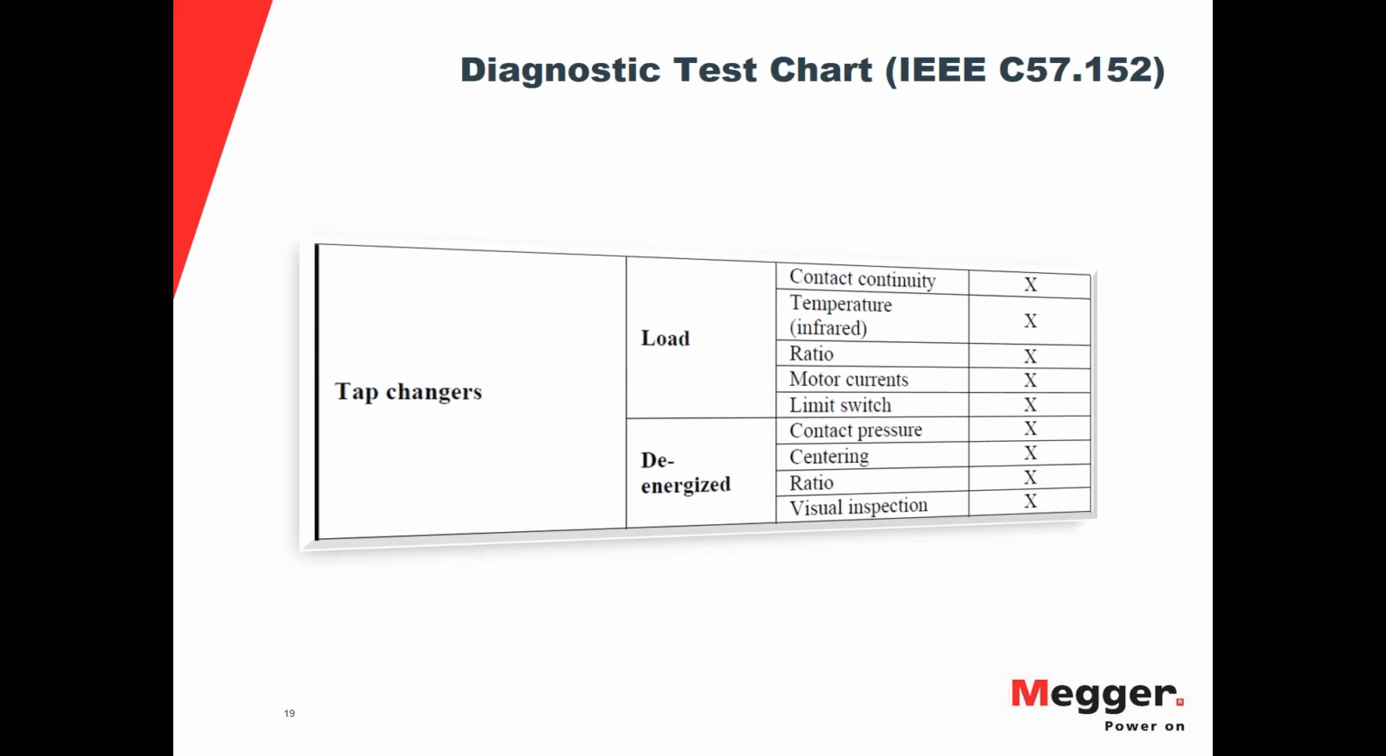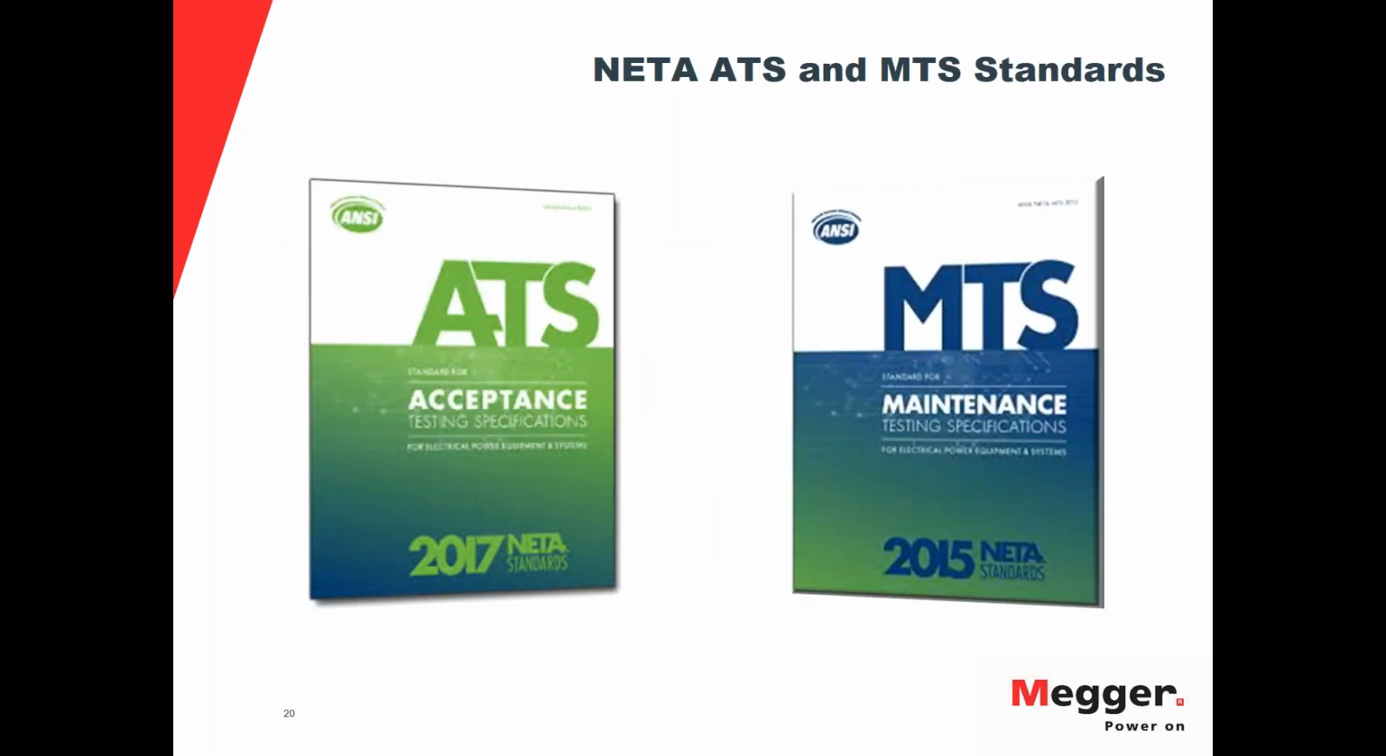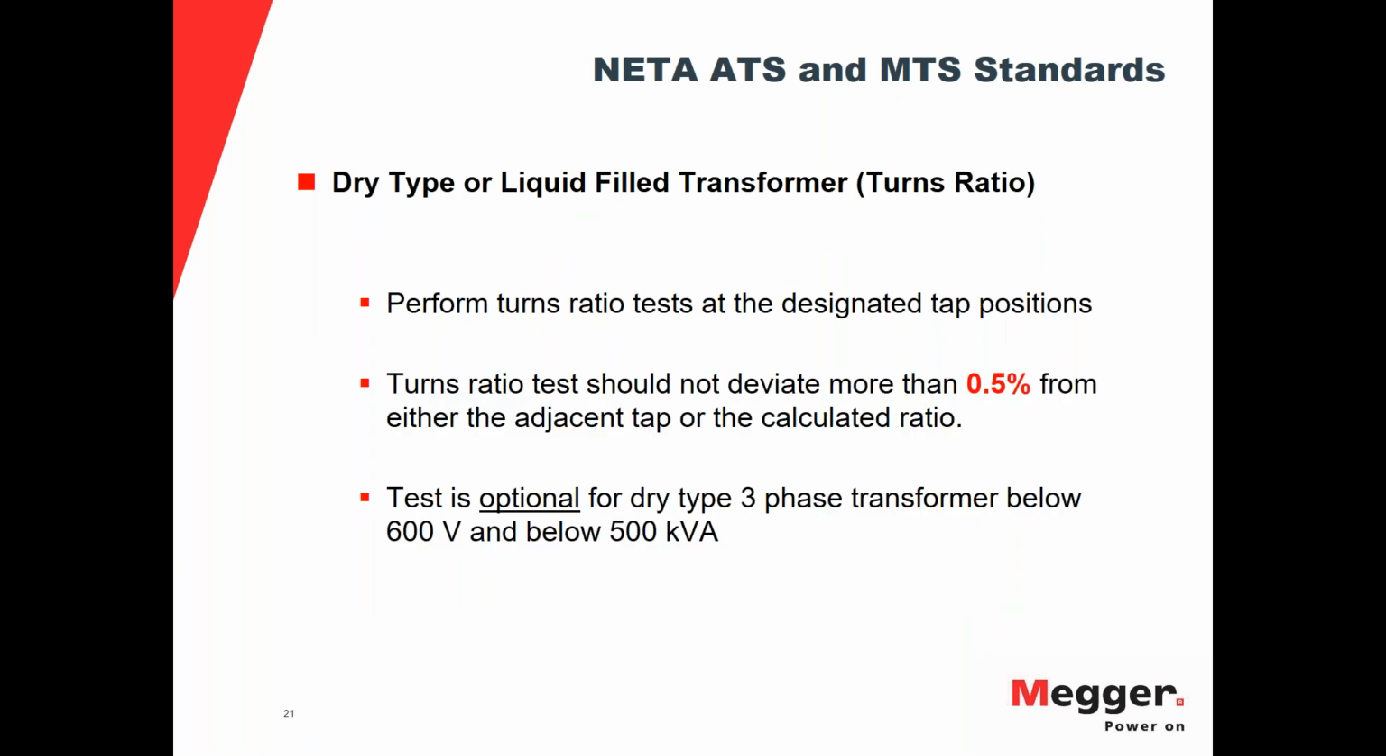Okay, if we go into the tap changer, we have our on-load tap changer, or OLTC, sometimes referred to as LTC, and then our de-energized tap changer, also referred to as DETC. We look at these again. This is how we're able to verify that the tap changer, as far as the ratio is concerned, is operating correctly. So we can check the ratio on both of those tap changers. And then NETA also has ATS and MTS, acceptance and maintenance testing, and they basically say the same thing, a 0.5% tolerance level.